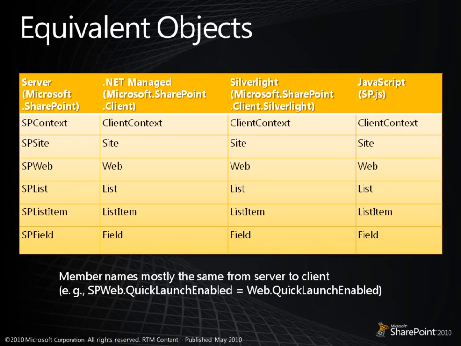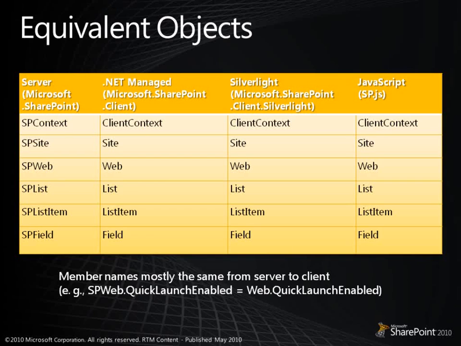As we can see from the table on the slide, the client object model provides similarly named objects to access the information and content stored in SharePoint. The primary difference you'll notice is that the naming convention is different. In the client object model, the client object model doesn't use the SP prefix. You'll also note that the object naming is consistent for all of the client object model types, which makes it easy to work with each type.